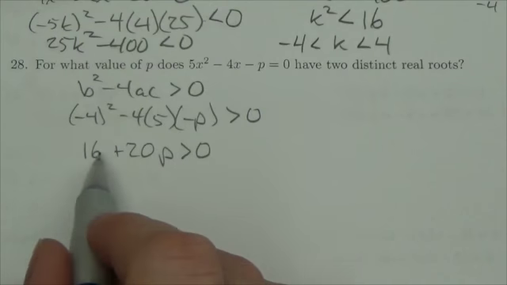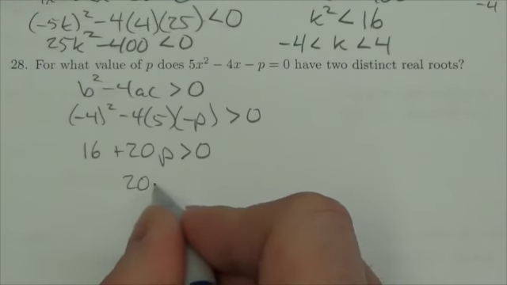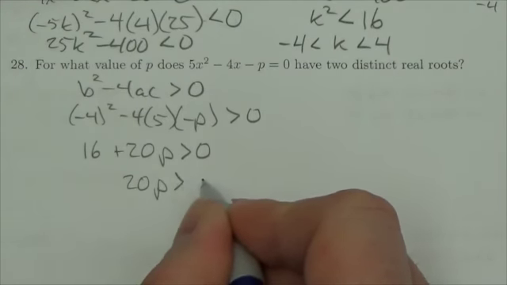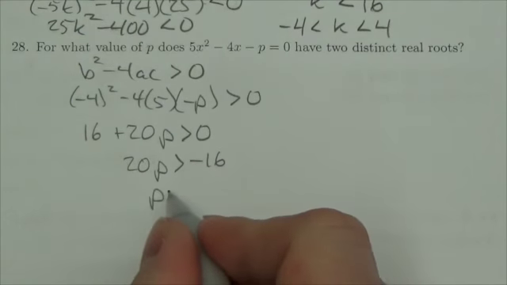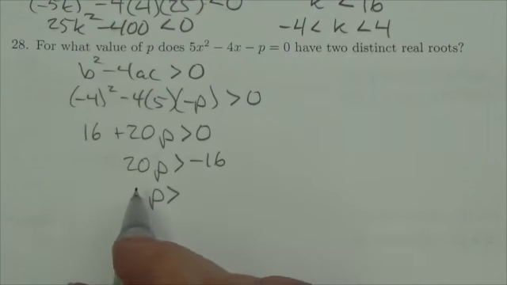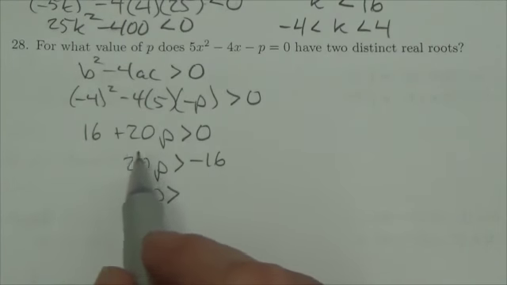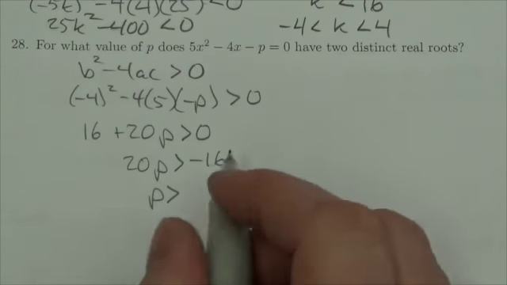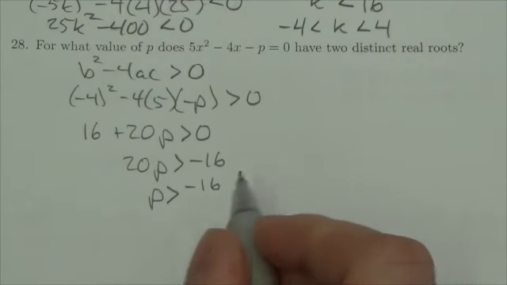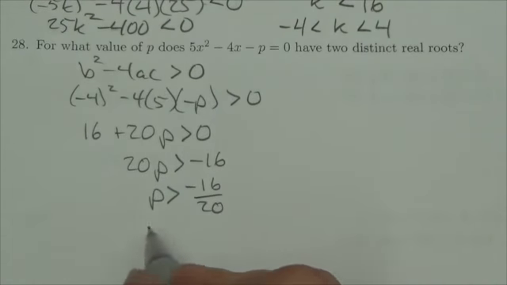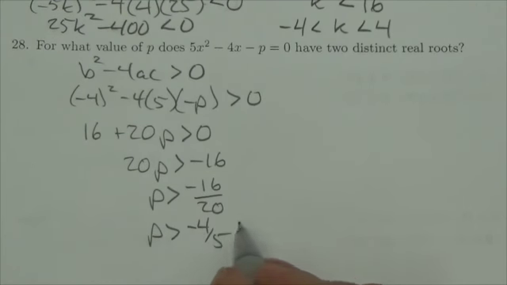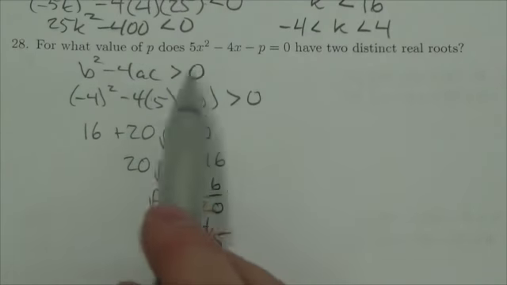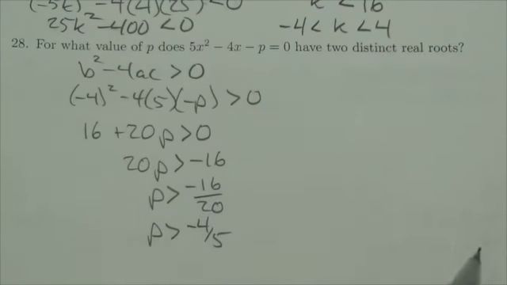Now, to solve for p here, I'm going to bring the 16 over, so 20 times p will be greater than negative 16. And then I'll divide by 20. Now this doesn't change the direction of the sign because the thing that I'm dividing by, the value 20, is positive. So that's not going to change anything. So it's going to be greater than negative 16 over 20. And then negative 16 over 20 can be reduced to negative 4/5. So as long as the p-value here is greater than negative 4/5, this equation here will have two distinct real roots.